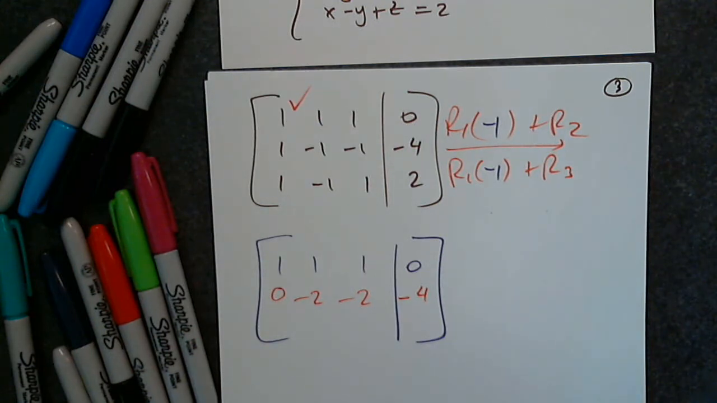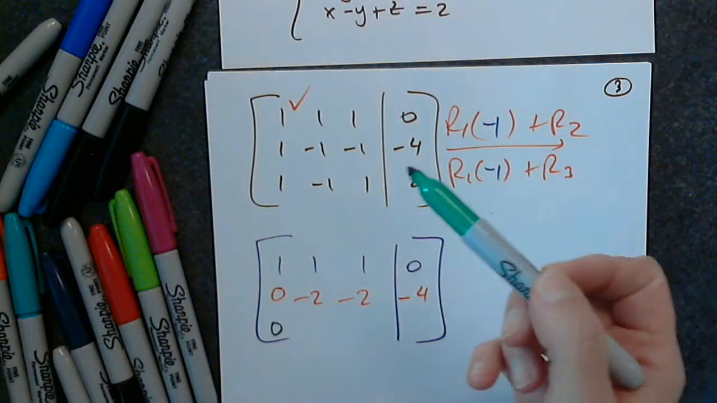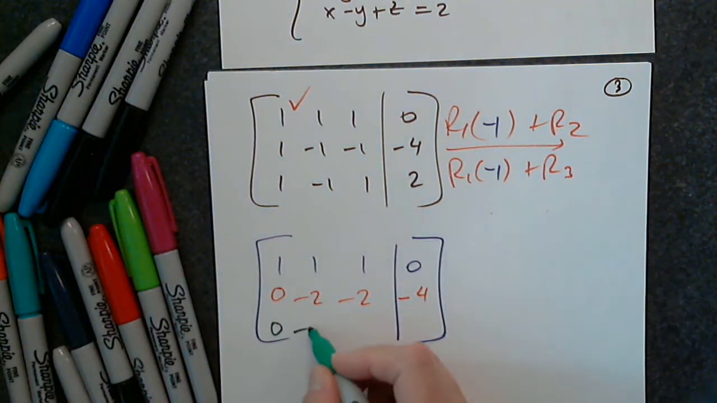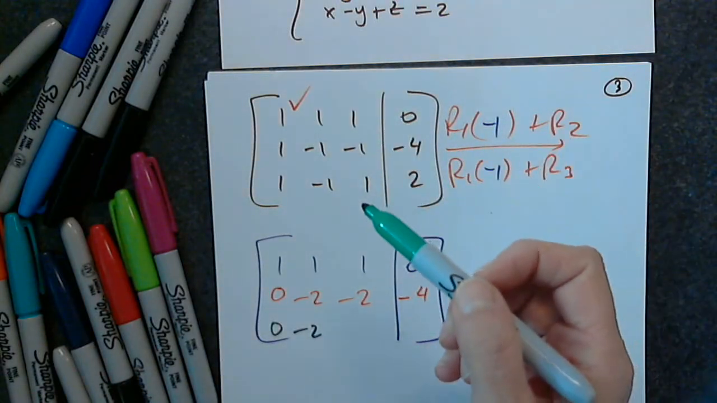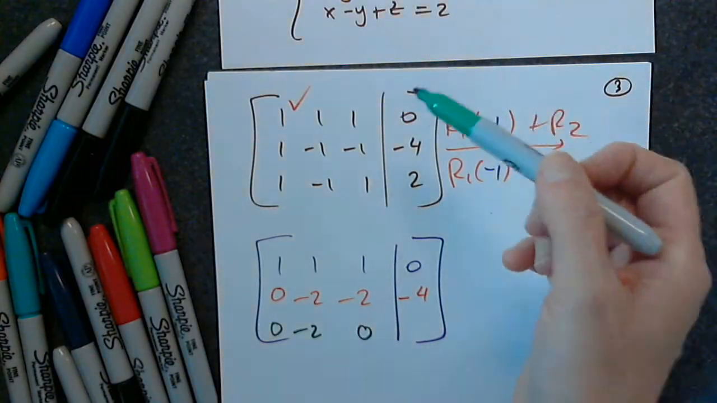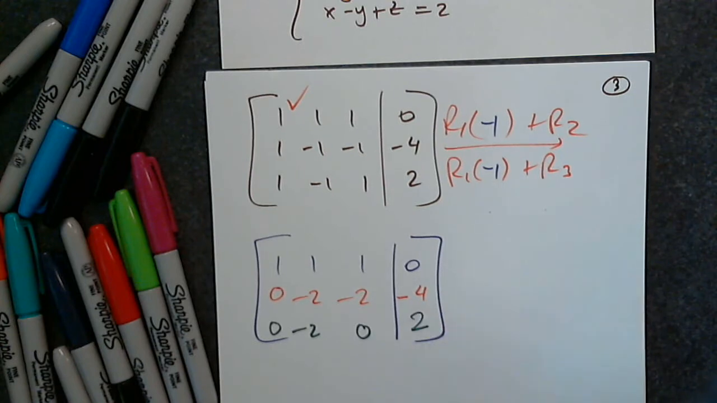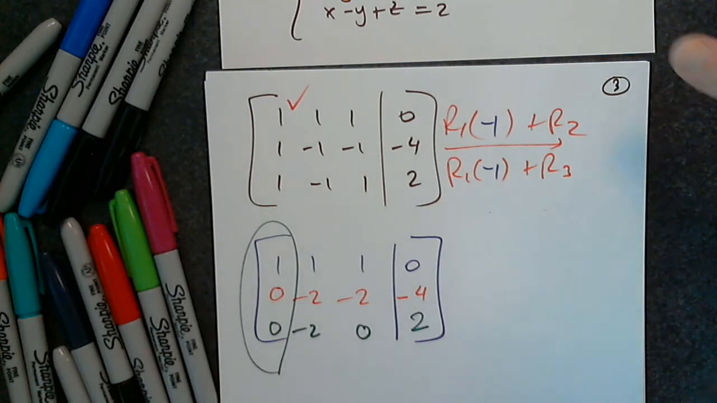Let's look at the third row. 1 times negative 1 plus 1. 0. 1 times negative 1 minus 1. 1 times negative 1 plus 1. 0. Excellent. 0 times negative 1 plus 2. 2. Very good. So all this is done. Where am I now and what am I doing? What do I need to do and where am I?